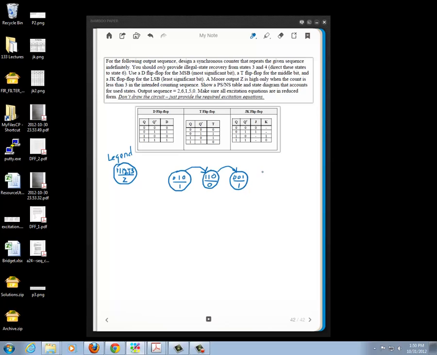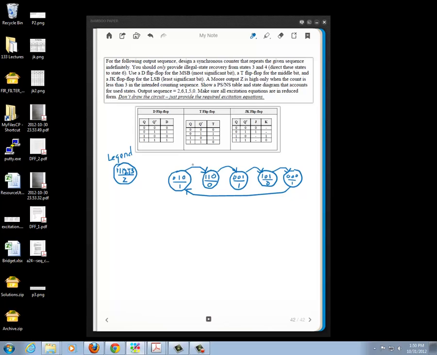Then it goes to 5. So 1 0 1 for 5. That's not less than 3. And then to 0. 0 is state 0 0 0. That is less than 3. And we want this to repeat indefinitely, so then we want to go back to state 2.